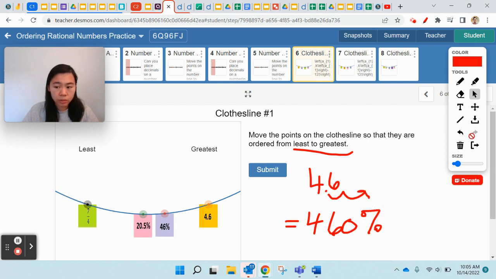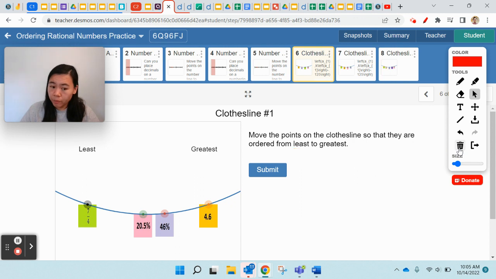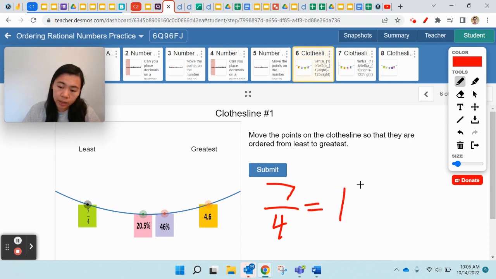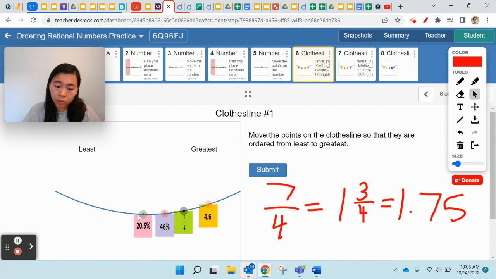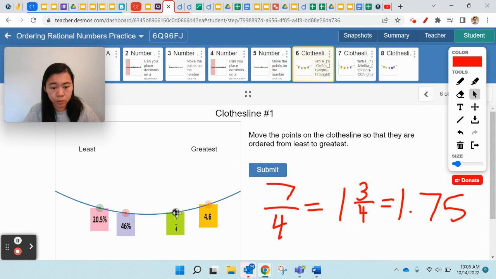And then we have 7/4. 7/4 is an improper fraction. You have 7 quarters. How many times can 4 go into 7? 1, 2, 3, 4. So that's 1 whole time, and then you have 3/4 left over. So 7/4 is the same thing as 1 whole and 3/4, 75 cents again. So that's the same thing again as 1.75. So where does that fit in? 1.75 is less than 4 whole, but it is still greater than these percentages because these percentages aren't even 1 whole. So that's your order.